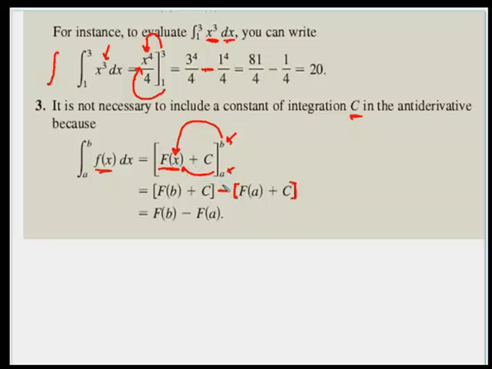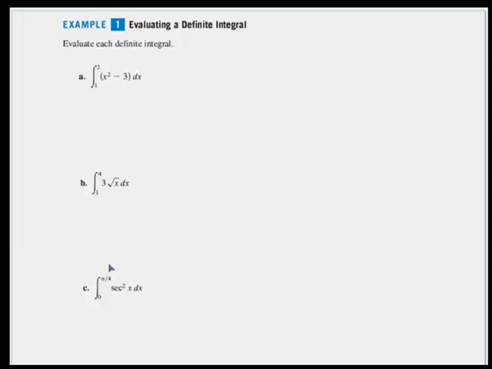And when we distribute this negative, we're going to have minus F of a, and then that will be a minus c, which will cancel out this plus c. Plus c and minus c will cancel out, and we're left with our fundamental theorem, F of b minus F of a. So let's try these three examples.